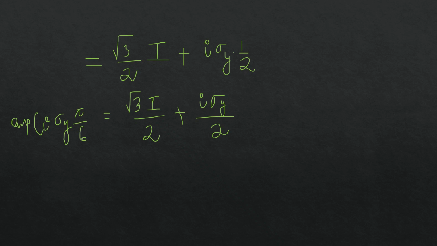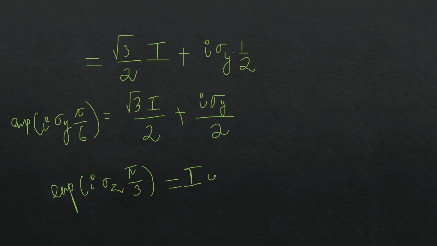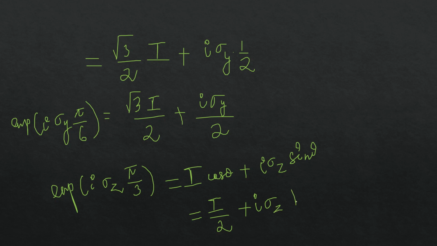You can take other examples on your own and solve them. For example, exponential i sigma z pi by 3. Just put it directly in the formula. It will again be I cos theta plus i sigma z sine theta. So that will be I cos pi by 3, cos 60 is 1/2, so i by 2, plus i sigma z sine pi by 3, sine 60 is root 3 by 2. It's coming with exactly the opposite values. So yeah, this should be the answer.